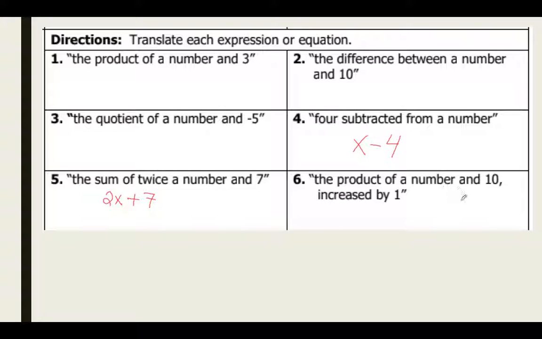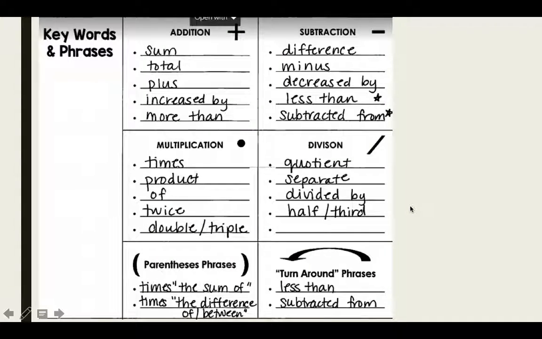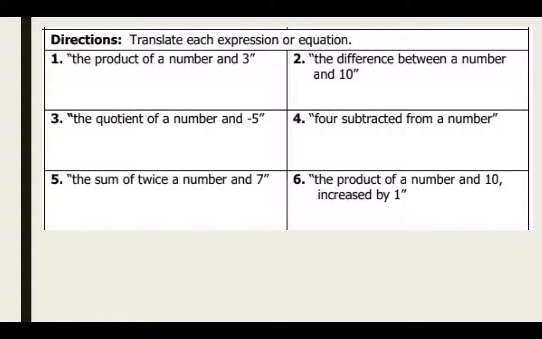The product of a number and 10 increased by 1. Let's look back at that. Product of a number and 10, okay, so 10x. The product of a number and 10 increased by 1. Add 1.